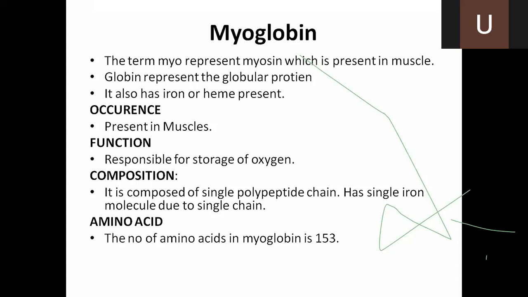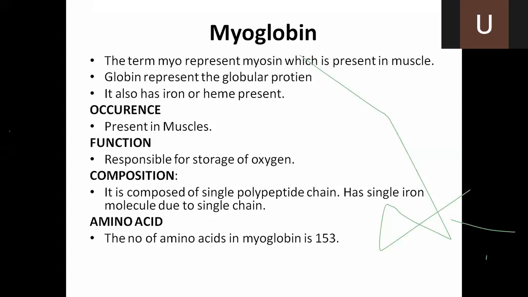Now coming to the occurrence, as I told you, the myo represents the term myosin, which is present in the muscles. So these respiratory pigments are also present in the muscle. Now the function is basically to store oxygen within these muscle cells. I told you in the definition of the respiratory pigments, those molecules which can transport or store. For transportation you have hemoglobin as the respiratory pigment, while myoglobin has the function and the ability to store oxygen; it assists in oxygen storage.